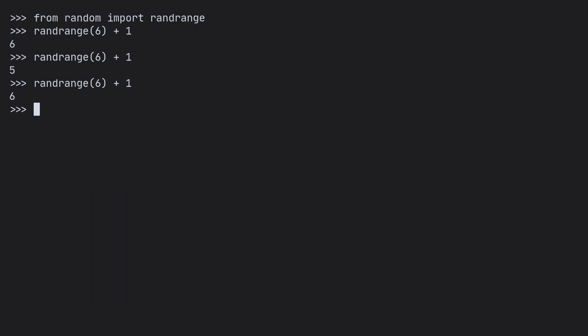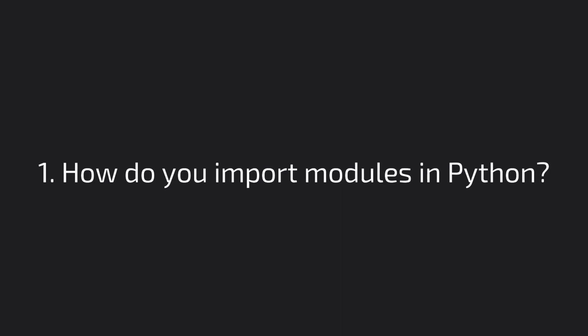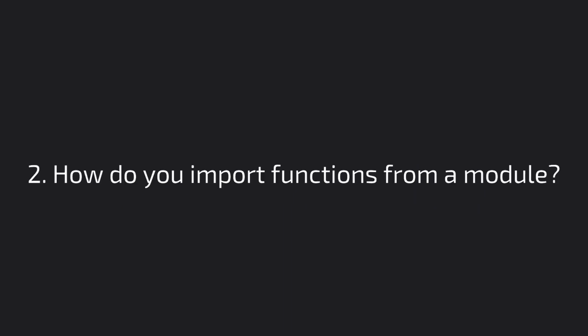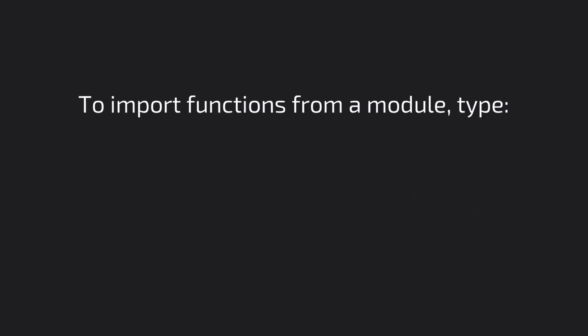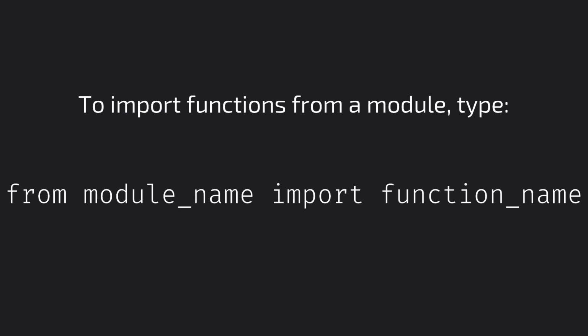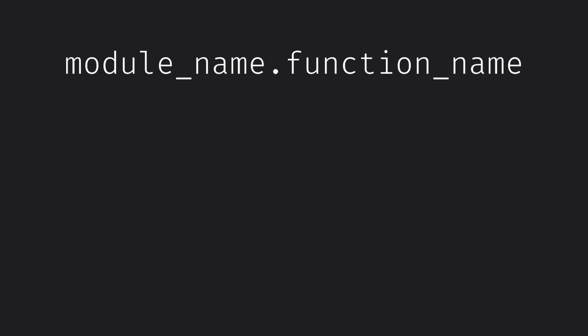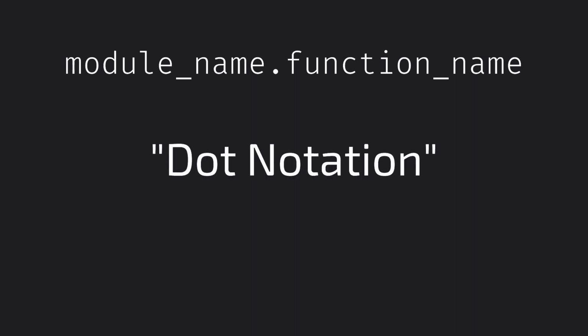That's how I've done it, but if you've done it differently, please go ahead and tell me in the comments section. Oh, and here are the answers to the quiz. The answer to the first question is, to import modules, use the import keyword like this. The answer to the second question is, to import functions from a module, type from module import function. And the answer to the third question, the word that describes how you access functions from a module is called dot notation. Tell me down in the comment section how you did.